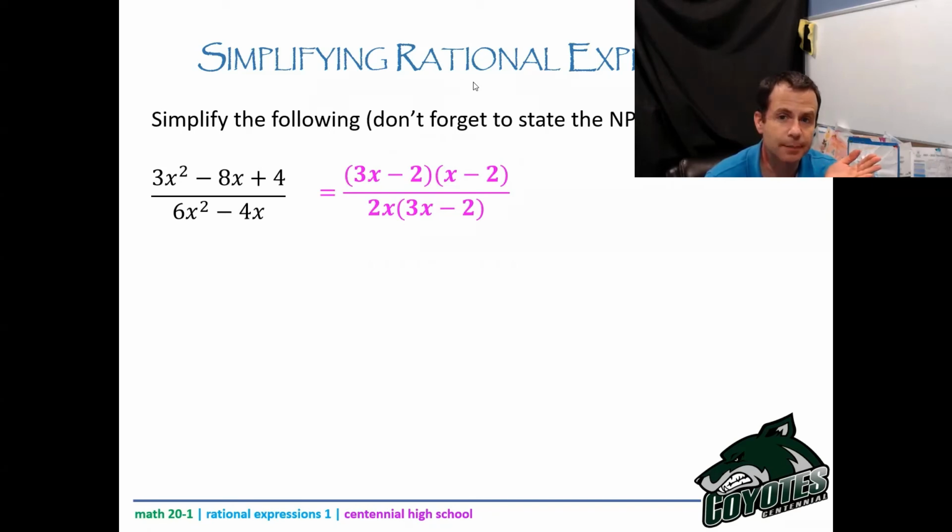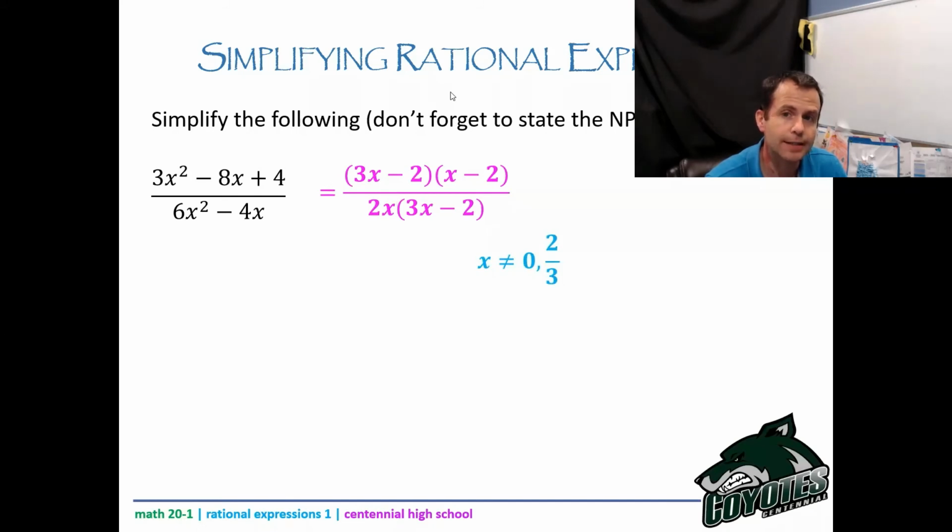Next step is to state my NPVs. I've got 2 factors on the bottom. One is 2x. That guy tells me x can't be 0. The other guy is 3x minus 2. That tells me x can't be 2 over 3. So x can't be 0 and x can't be 2 over 3.